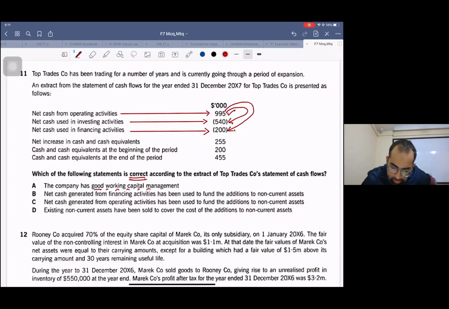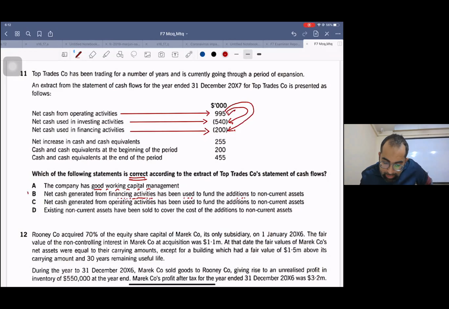Just hold this requirement. Now, net cash generated from financing activities has been used to fund the additions. No, big lie. Impossible. This guy is saying net cash generated, but what cash have you generated? Your financing activity is already negative, you have not generated any cash from financing. Point B is a big lie. You have not generated anything from financing activities, so it's pure wrong.